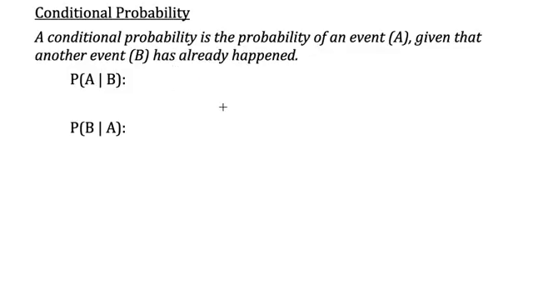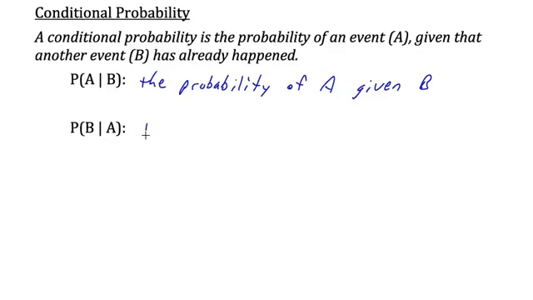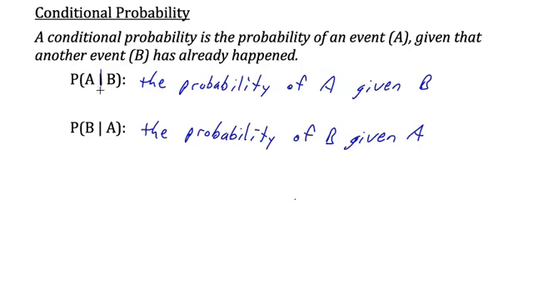Conditional probability is the probability of an event A given that another event, B, has already happened. So this statement here just says the probability of A given B. What we mean by that is that given that B has happened, whereas this would be the probability of B given A. So be on the lookout for this vertical bar in between our 2 events. That indicates we're dealing with a conditional probability.